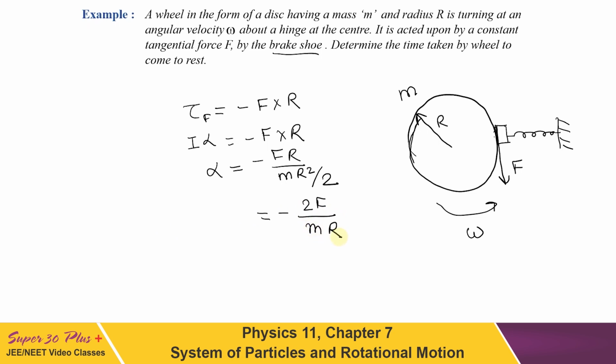And the initial angular velocity is already provided here, that is omega. So now we can apply the kinematical relation. Omega is equal to omega naught plus alpha t. What is the value of final velocity?